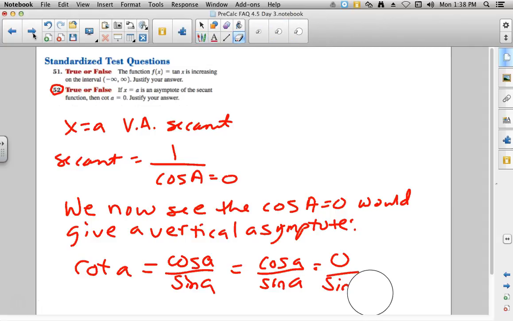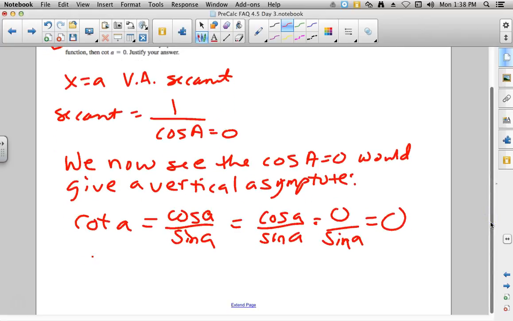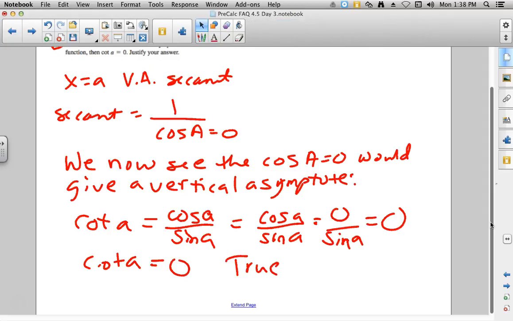And I better keep that with a lowercase letter there. If we have a 0 in the numerator, that's perfectly fine. We're going to get 0. So the cotangent of A would be 0, and that means this is true. So it's all about the asymptotes showing us when we have a 0 in the denominator. And then when that gets flipped to figure out what cotangent is, now it's in the numerator.